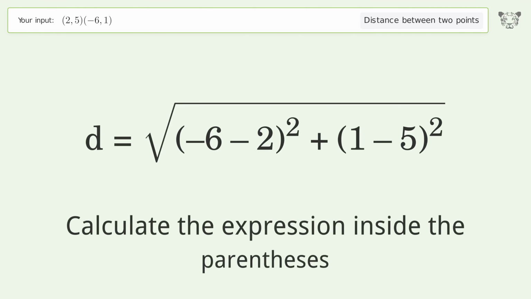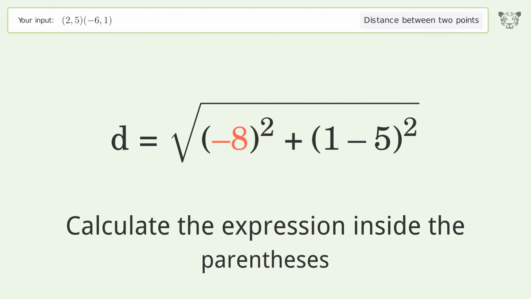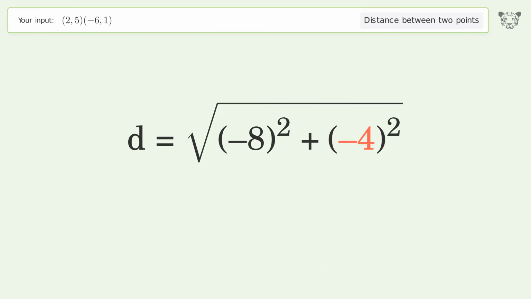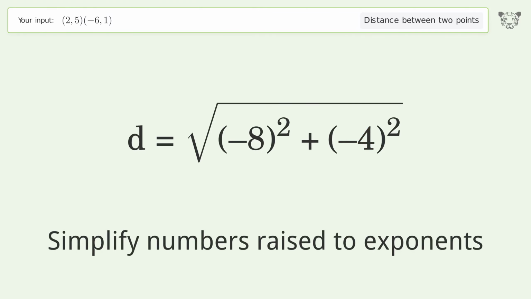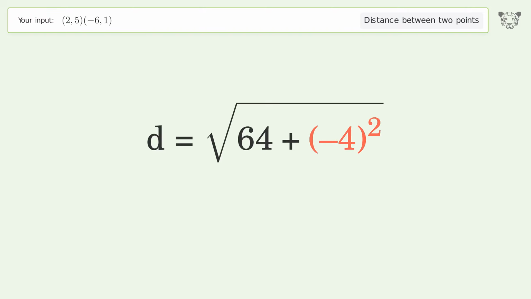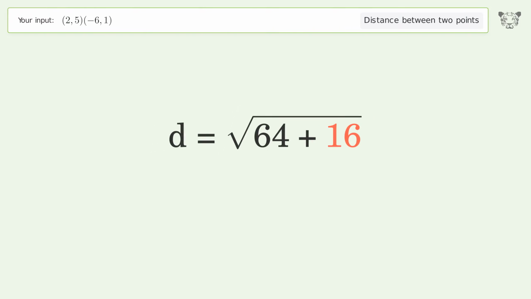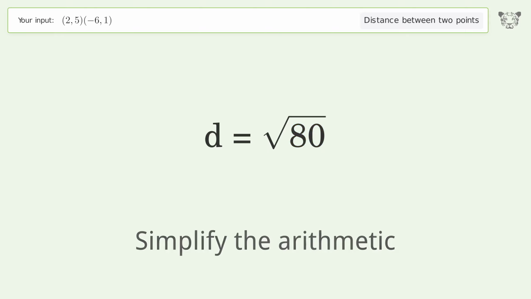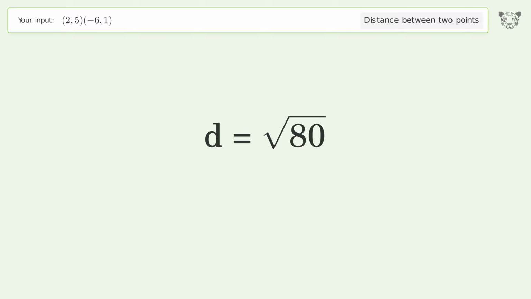Calculate the expression inside the parentheses. Simplify numbers raised to exponents. Simplify the arithmetic. And so the distance between the 2 points is the square root of 80, or 8.944.